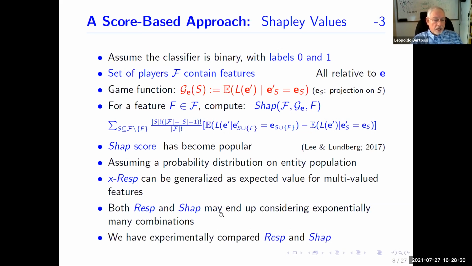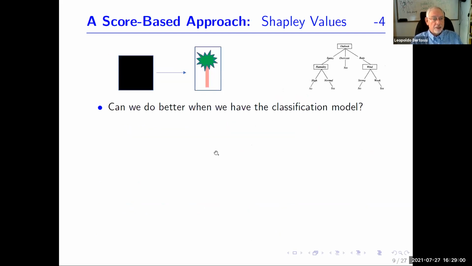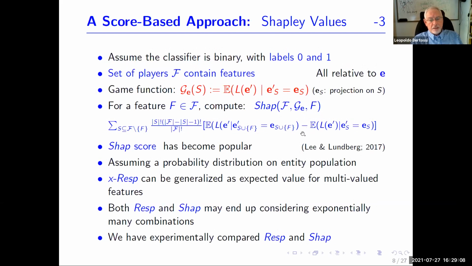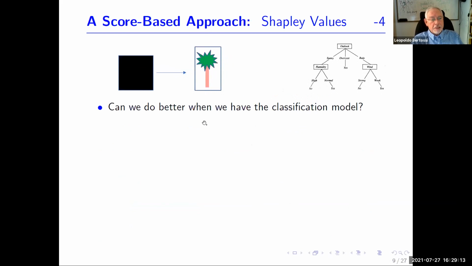In a paper, the reference at the end, we have experimentally compared RESP and Shap, and it's very interesting that they give very close results. The question is, as I said, this is intrinsically complex, or by definition complex. Can we do better when we have the classification model?